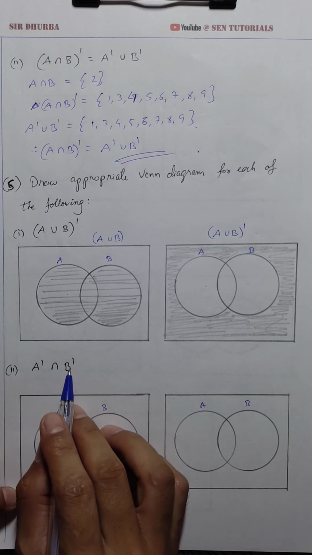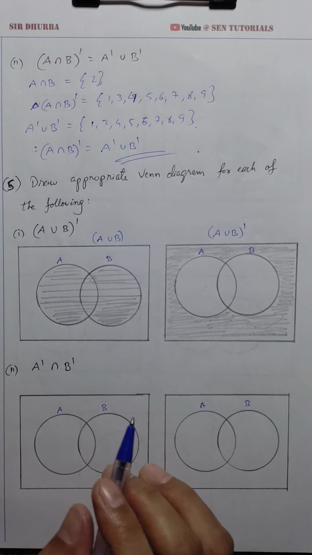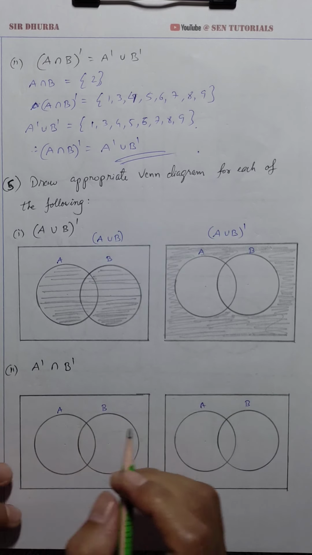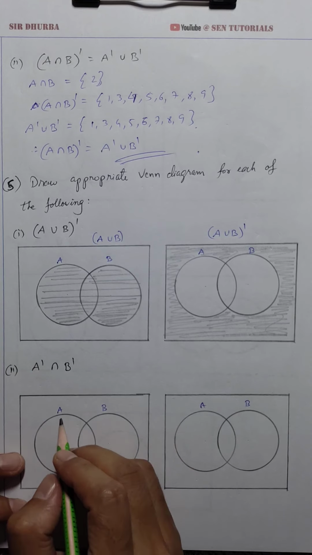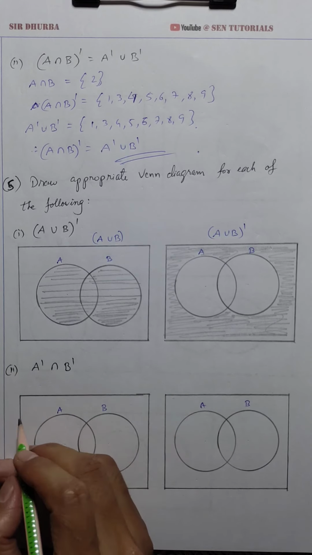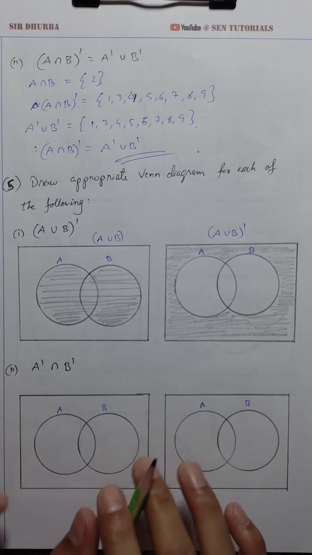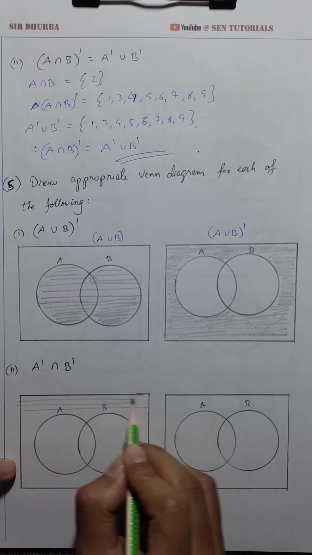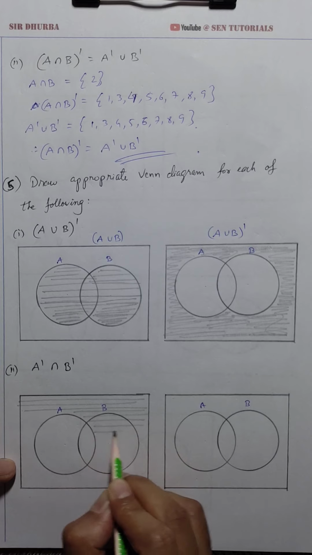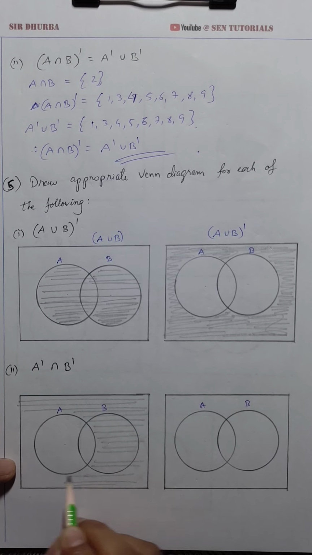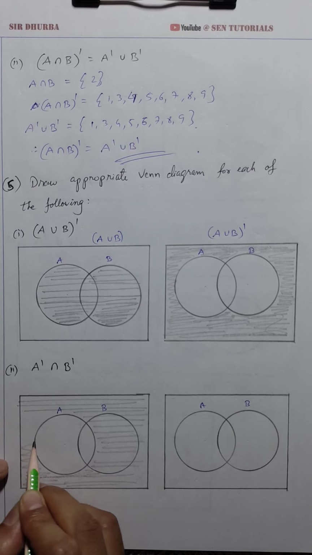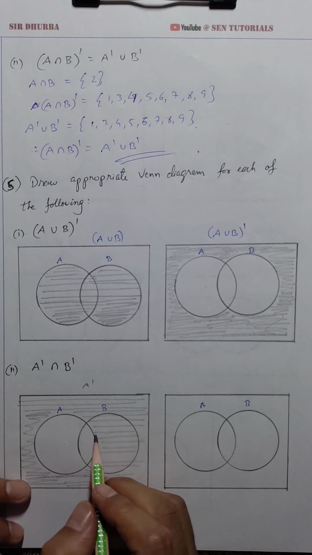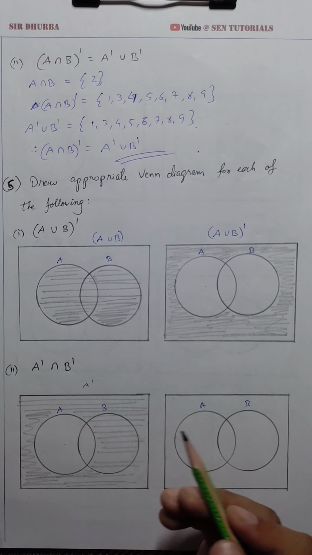Okay, my dear students, here now A complement intersection B complement. Now for this, I'll just do it here. What is A complement? Let's do it together. I have just drawn two diagrams, but what is A complement? A complement will be everything that is except A. Right, look carefully. This is A complement. Then what is B complement again? B complement will be everything that is leaving B.